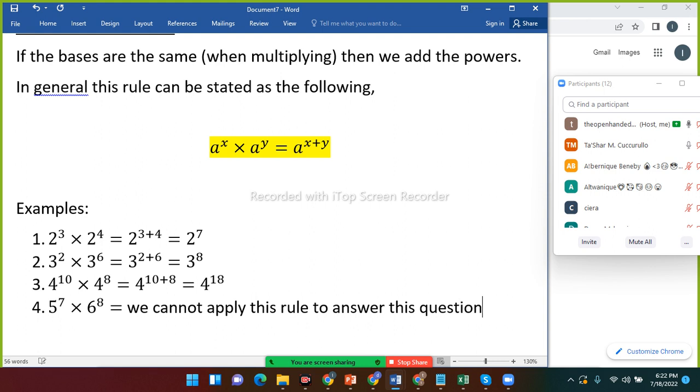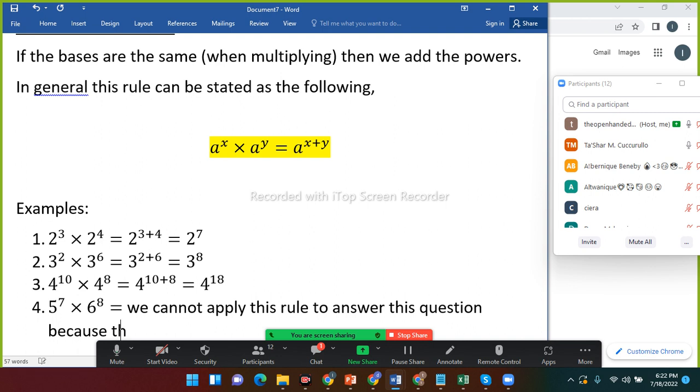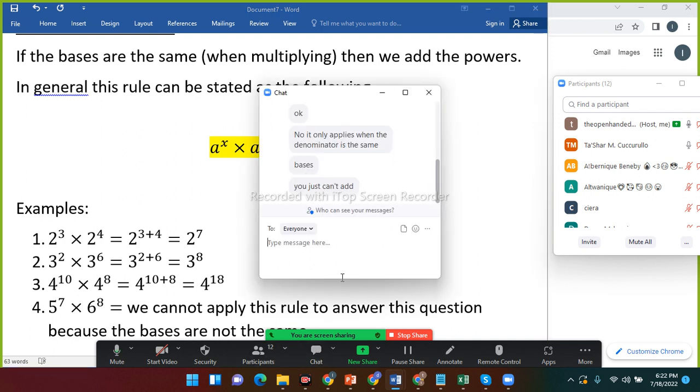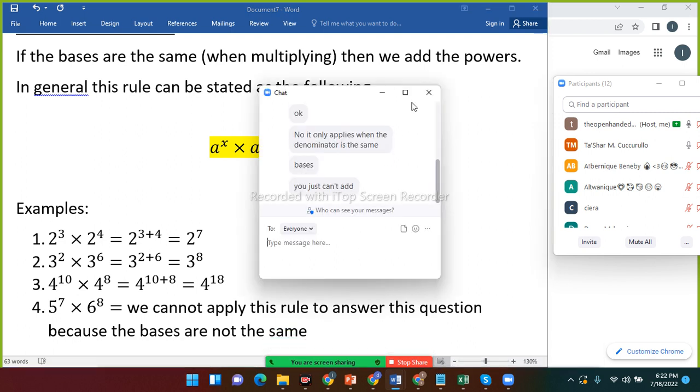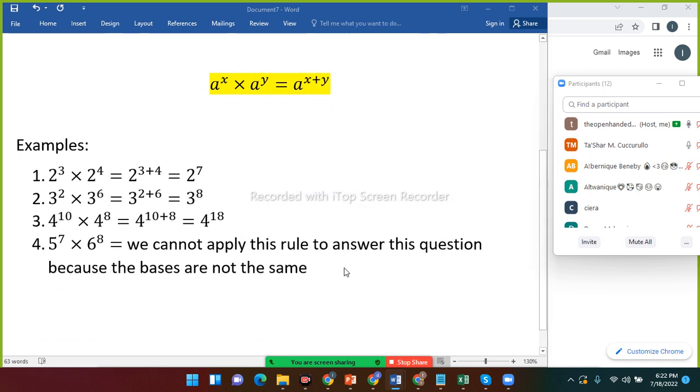Because the bases are not the same. Alright, so that's better than mine. What she said, you can't just add. No, we can't just add them. So that's an important thing. So far we've just been doing numbers.